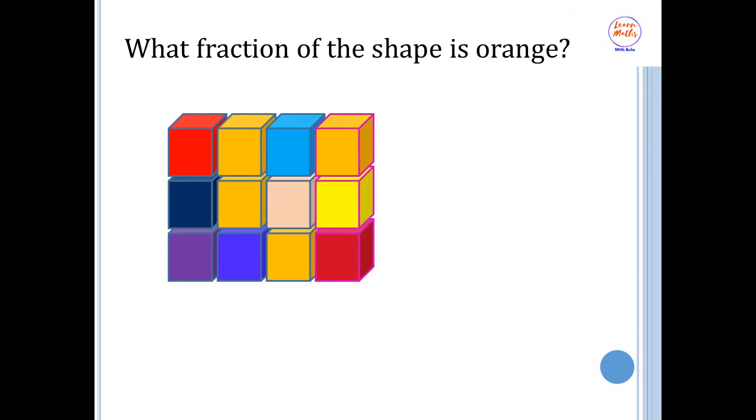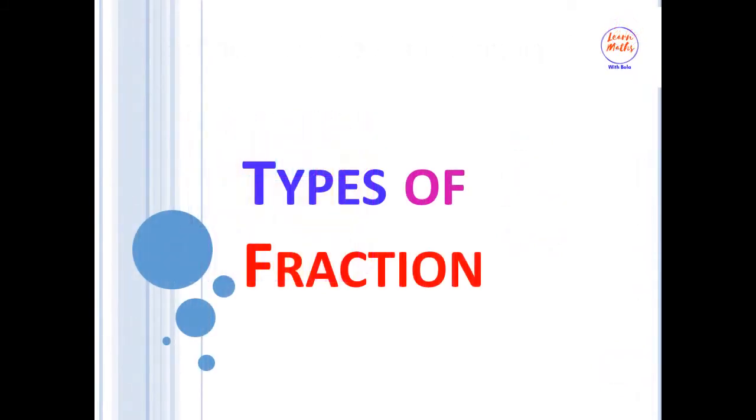Okay, so we have how many orange color here? 4. Good. So we have 4 over 12. As simple as that. So fraction is very simple, very easy and simple. So let's talk about the types of fraction.